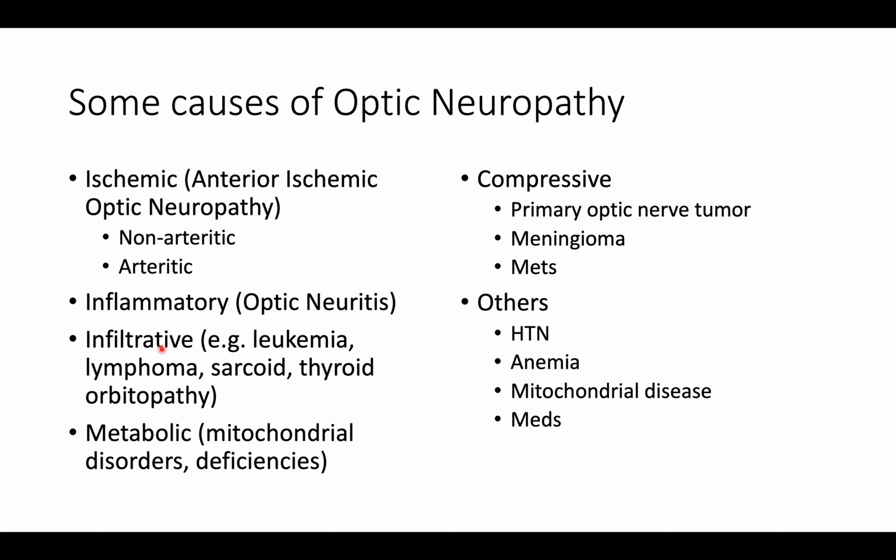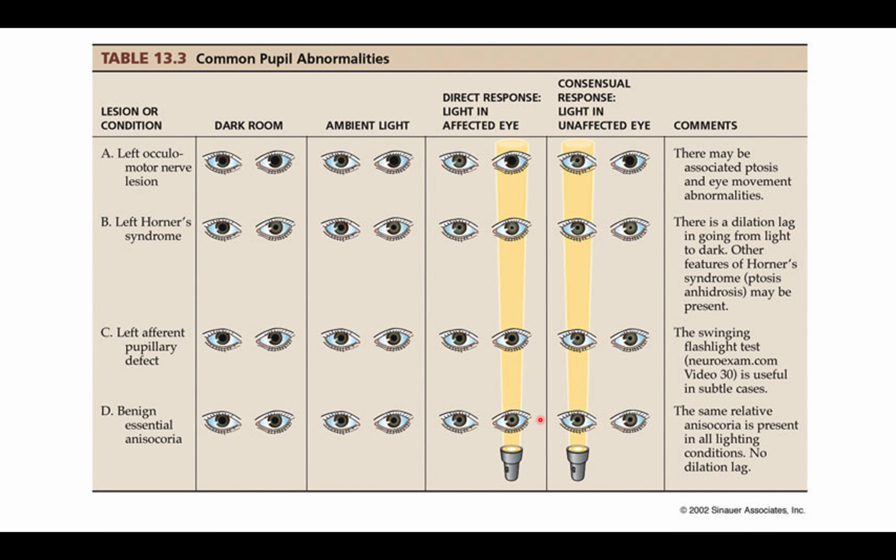We have the infiltrative causes like leukemia and lymphoma. We have metabolic causes like mitochondrial disorders. We have compressive causes, either by a primary tumor, a metastasis from another place, or meningioma. And other causes like hypertension, anemia, or some medications.